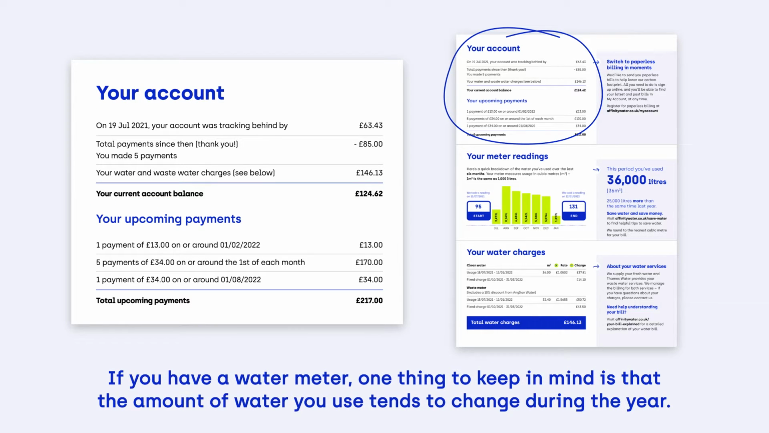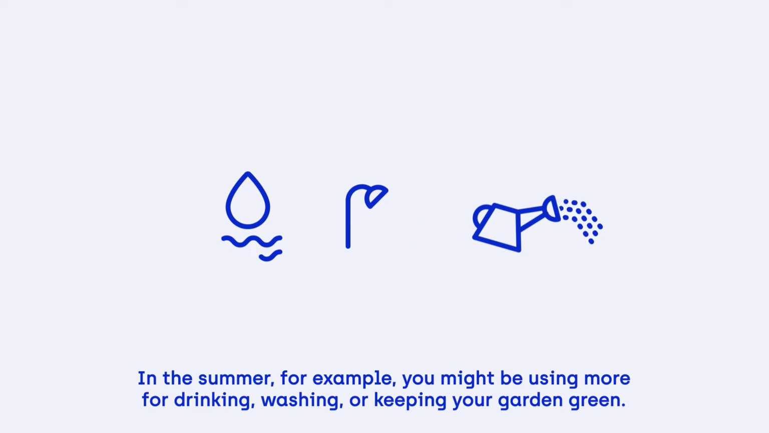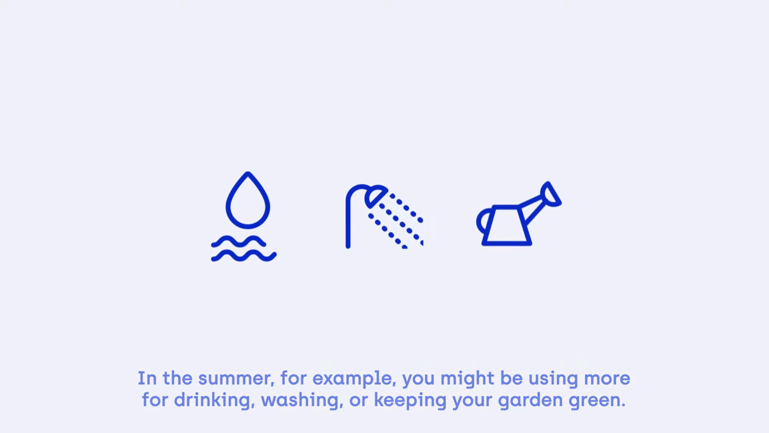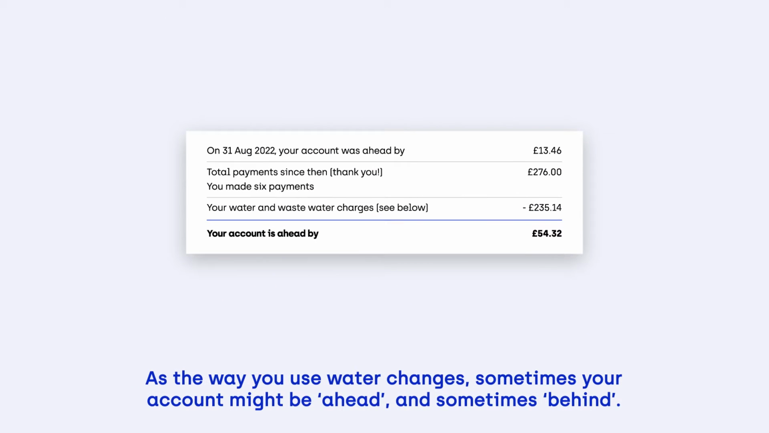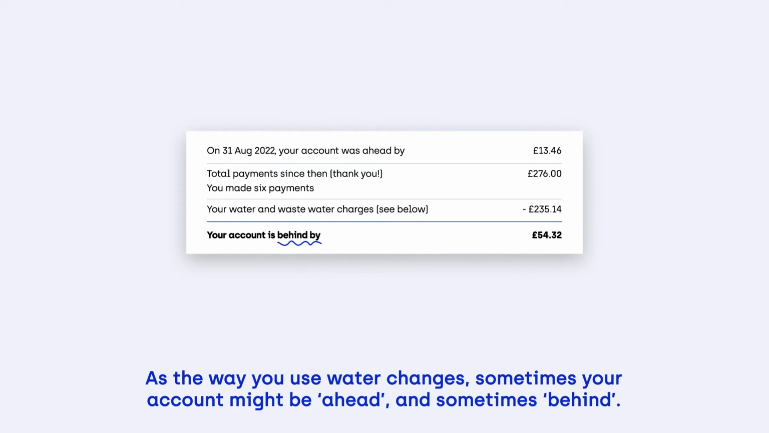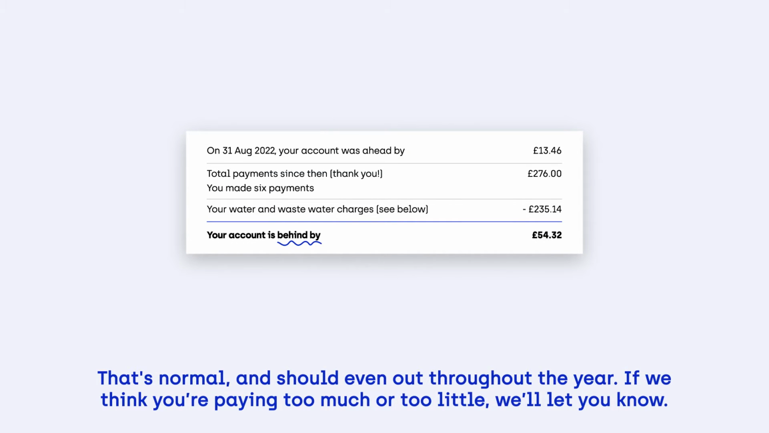If you have a water meter, one thing to keep in mind is that the amount of water you use tends to change during the year. In the summer, for example, you might be using more for drinking, washing or keeping your garden green. As the way you use your water changes, sometimes your account might be ahead and sometimes behind. That's normal and should even out throughout the year. If we think you're paying too much or too little, we'll let you know.